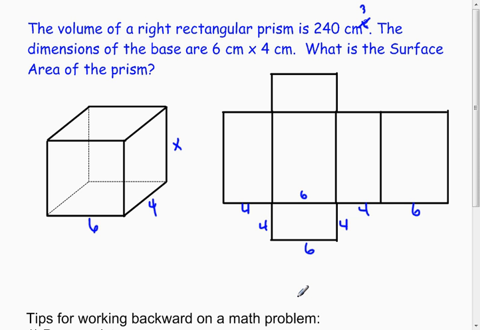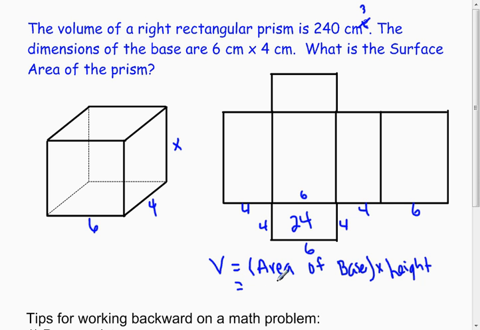Okay, the next step was write down the formula for what you know. The volume is the area of the base times the height. The area of the base in this case is going to be 24, 6 times 4. So we're going to go 24 times the height. We don't know what the height is, but we know what the volume is. The volume is 240 centimeters cubed.